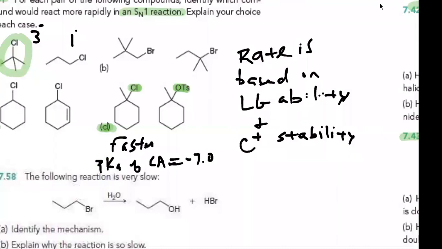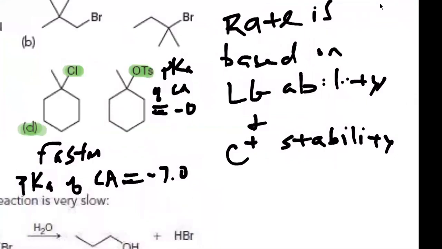Right. So the pKa of that conjugate acid is negative 7. That's how you compare leaving groups. You just look at the pKa of the conjugate acid. So it's negative 0.6 for that.